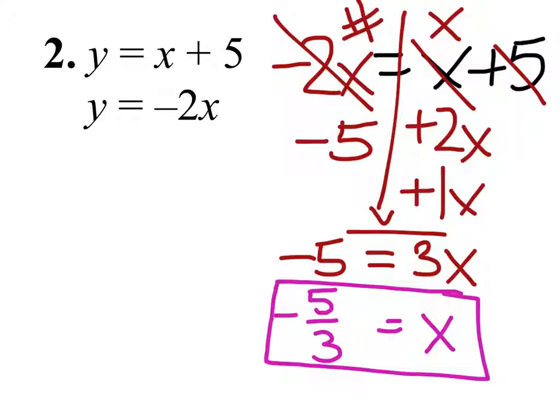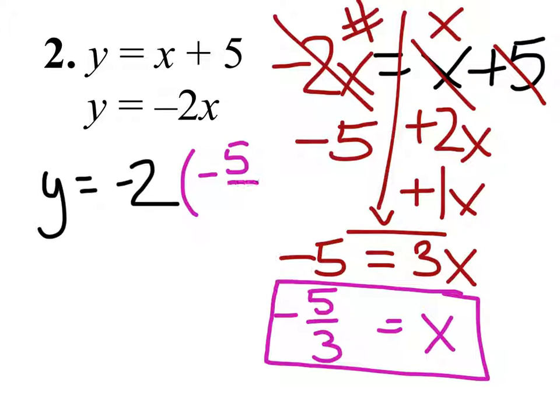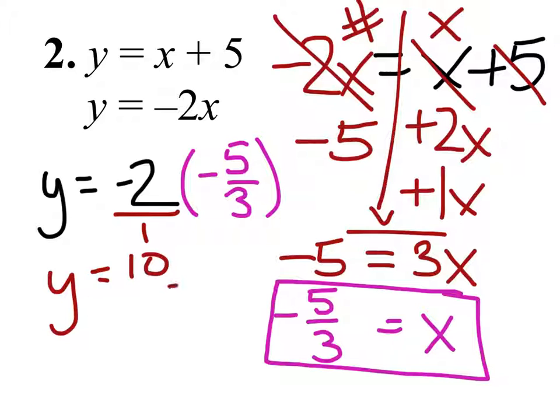Now that we have found the x value, let's find the y value. So we'll use that second equation. We've got y equals negative 2 times the x value, which is negative 5 thirds. So as it turns out, y equals, you've got 2 negatives, so the answer is positive. 2 over 1, so 2 times 5 is 10. 1 times 3 is 3. Bam. Yes.